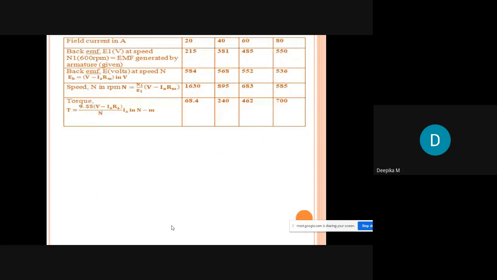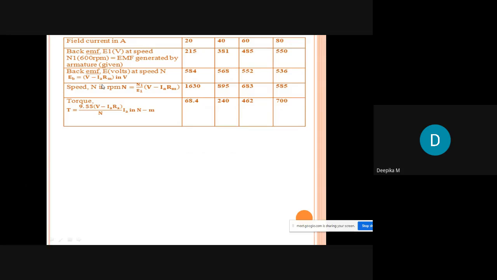So next, let us draw the table, and let us see here the field current in ampere. We know that it is 20, 40, 60, 80. And the back EMF also they have given, which is nothing but E1 when it was running as a generator. So that also we have here. Next, we have to calculate the back EMF. So again, why we have to calculate back EMF? Because in the formula of the speed, we have this value.